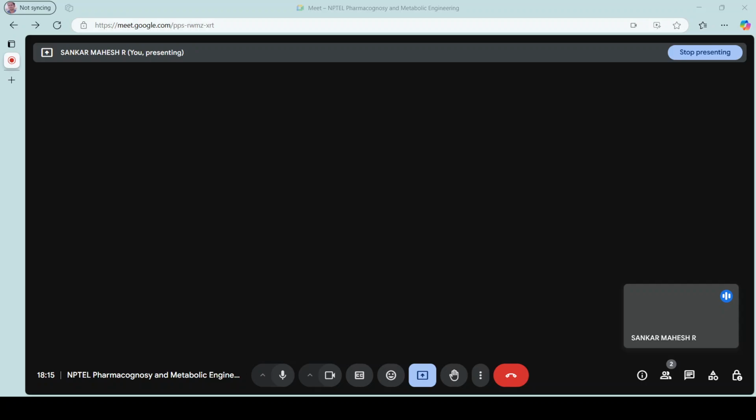The next question is: select the correct substrate that can be used by HCHL to convert it directly into vanillin. The four options are given here: coumaroyl CoA, feruloyl CoA, caffeoyl CoA, sinapoyl CoA. You can think about this question for a couple of minutes and then we'll come back to it.